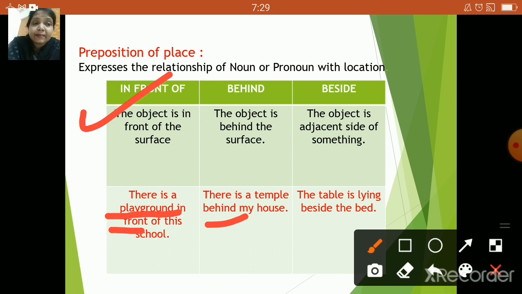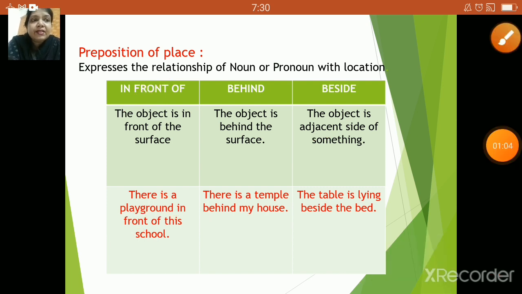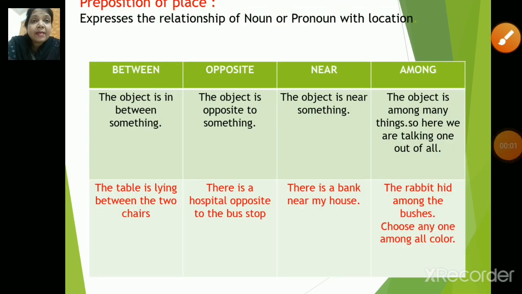Next, beside. Beside means exactly adjacent, right? Adjacent means side of something. That means the table is lying beside the bed. That means the table is beside the bed. Now, a few more examples, children. Next example for preposition of place, again to check the location.